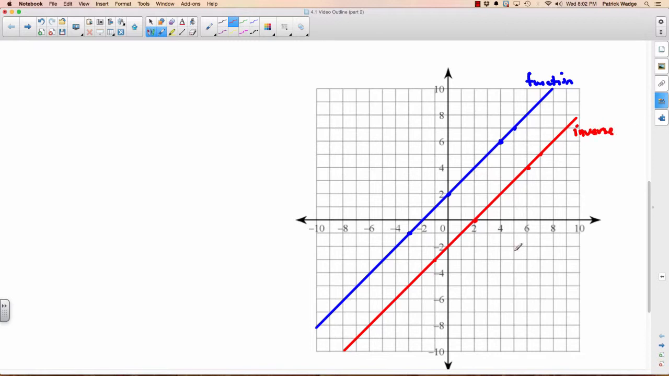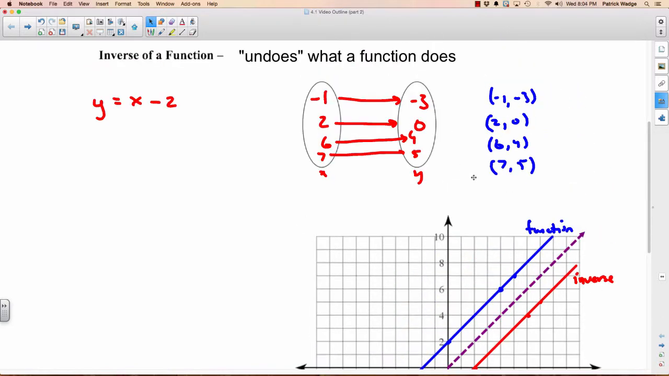Now this probably isn't the best example, to tell you the truth, but if you wanted to draw a line that acts as a mirror to reflect the function onto the inverse function, where would the line go? Well, we should notice that these two lines are parallel, so the reflection line would be right in the middle, wouldn't it? So I'll draw that with a dotted line, and I'll make it purple. So there you go.